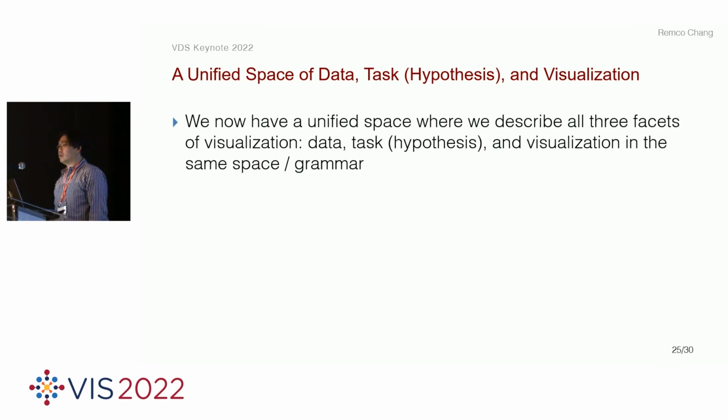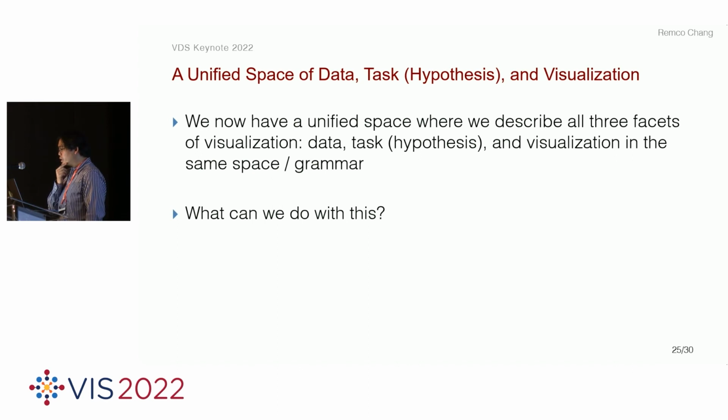Okay, now, so I propose that at this point, we now have a unified space using the same grammar where we can describe these 3 facets of visualization, namely data, task / hypothesis, and visualization. Right? The nice thing is they live in the same world. They live in the same universe. We describe all of them using the same grammar, so we can start to think about them together.